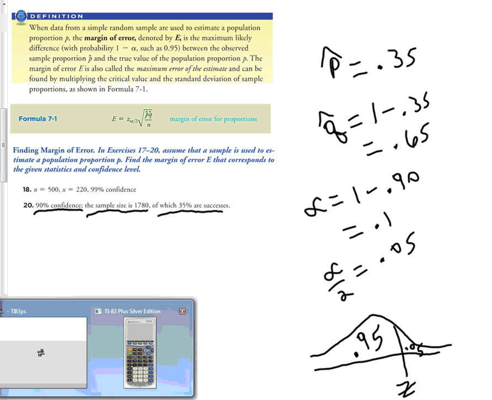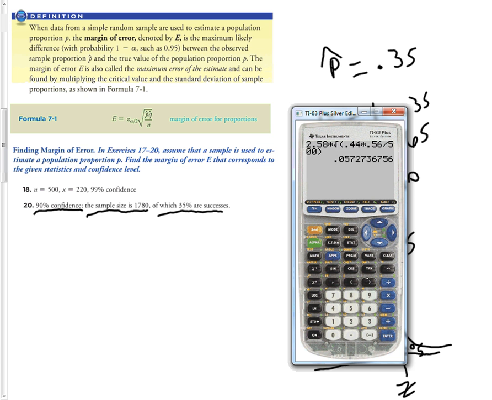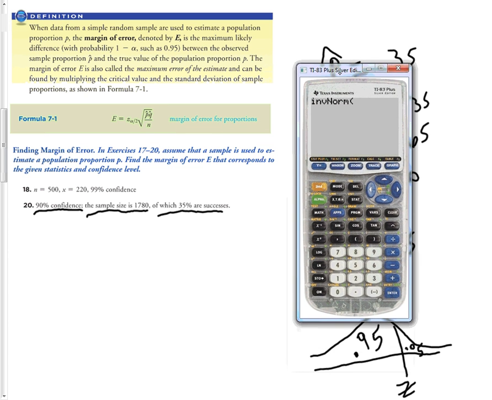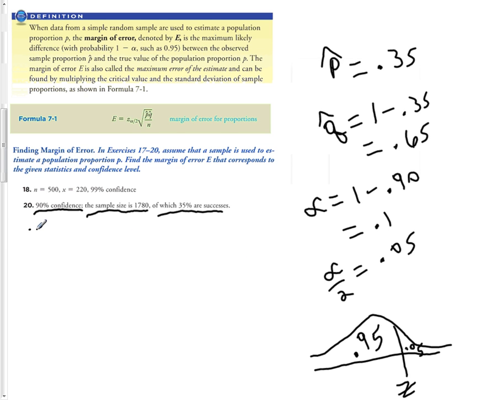So what I'm going to do is the inverse normal for 0.95. So I come over here to my TI. I need the inverse normal. So I do second distribution, then go to number 3, inverse normal. And I'm going to plug in 0.95, the area to the left. And I get that the critical z is equal to 1.64. So my z of alpha over 2 is equal to 1.64. And I believe those are all the numbers I need to do my calculation.